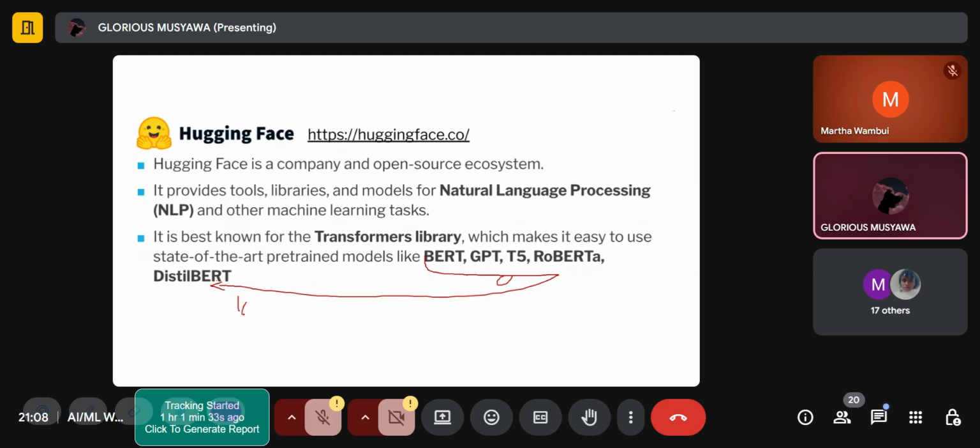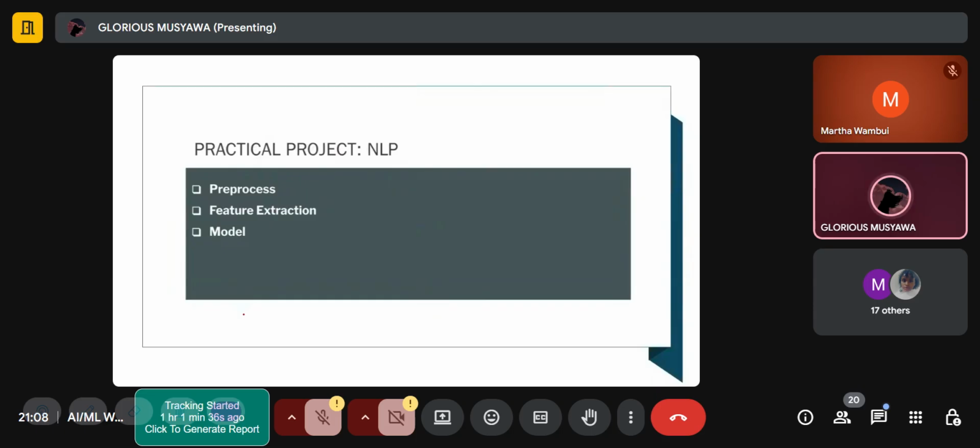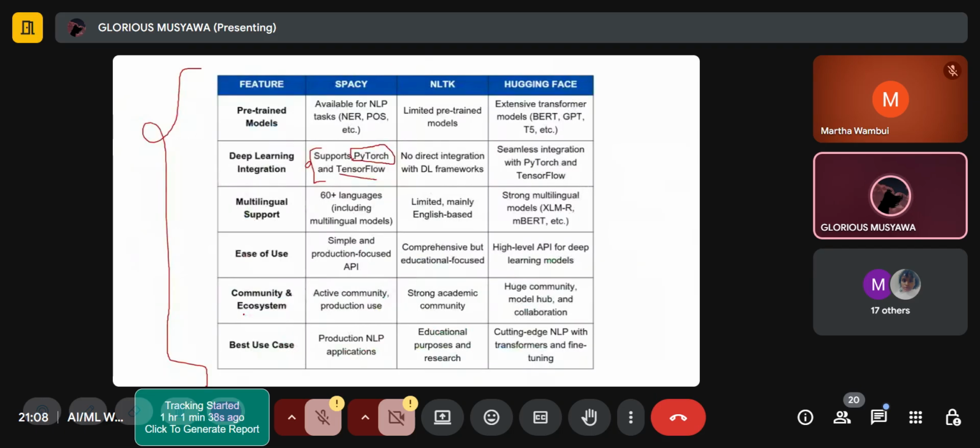Yeah. So I think there's a slide that I had skipped earlier on. It's a small explanation, like a table summarizing a lot of things. When you're talking about pre-trained models, we're talking about deep learning integration, we're talking about multilingual support, ease of use, community and ecosystem, best of use.